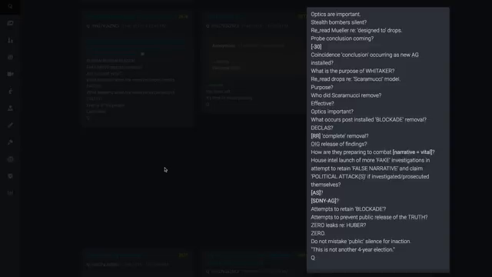0 leaks regarding Huber. 0. Do not mistake public silence for inaction. This is not another 4-year election Q.